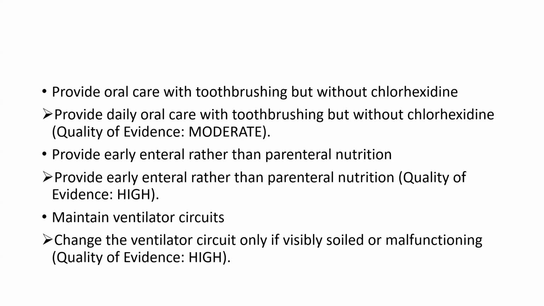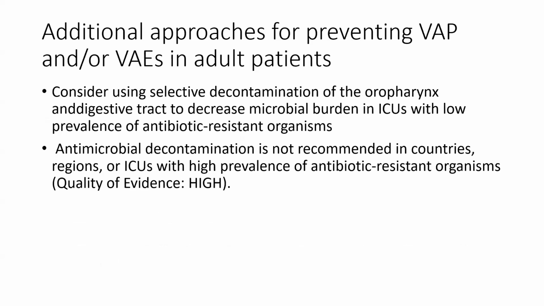Provide early enteral rather than parenteral nutrition. If we provide early enteral nutrition, it will help in reducing the incidence of VAP. Maintain the ventilator circuit, that is, change the circuit only if it is visibly soiled or malfunctioning. If we change it frequently for fear of VAP, it won't have any impact in reducing the incidence of VAP.